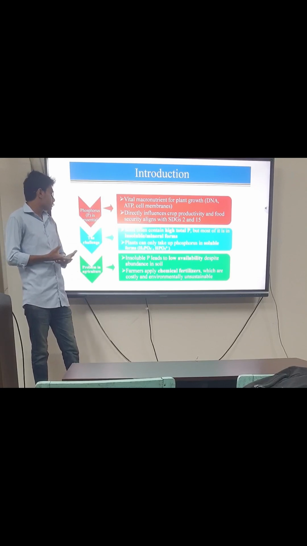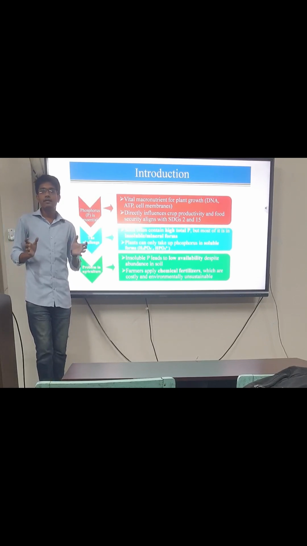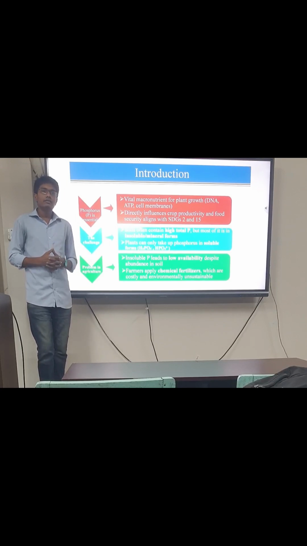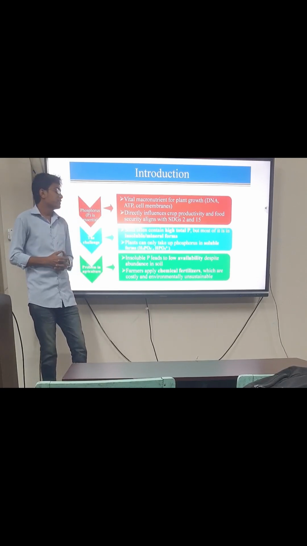So why is this a problem in agriculture, and why is it our concern? Insoluble phosphorus leads to low availability despite abundance in soil. Our earth's soil has a large amount of phosphorus, but it's not important how much it has. It is important whether it is available and reachable to the plant or not. Farmers apply chemical fertilizers, which are costly and environmentally unsustainable.